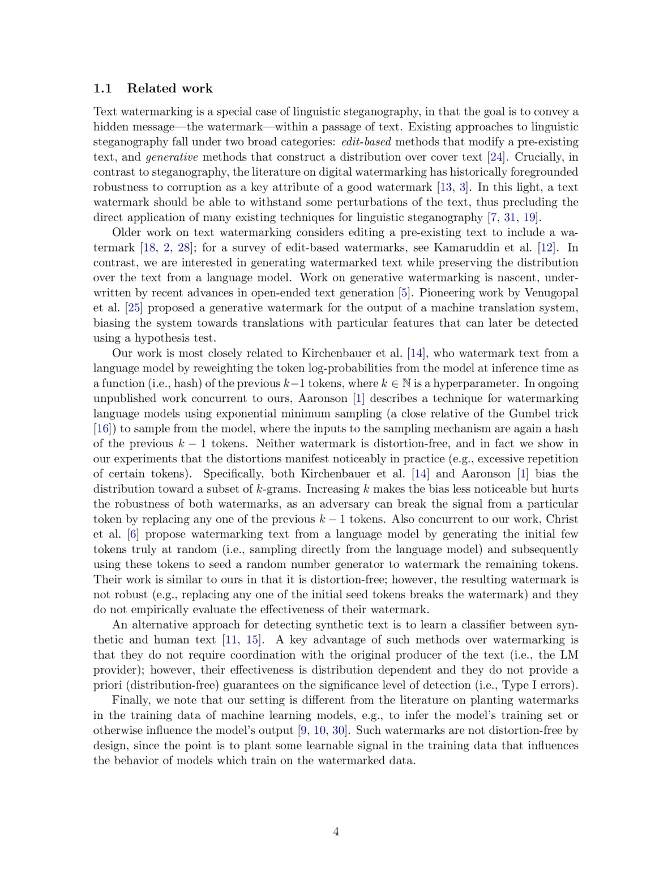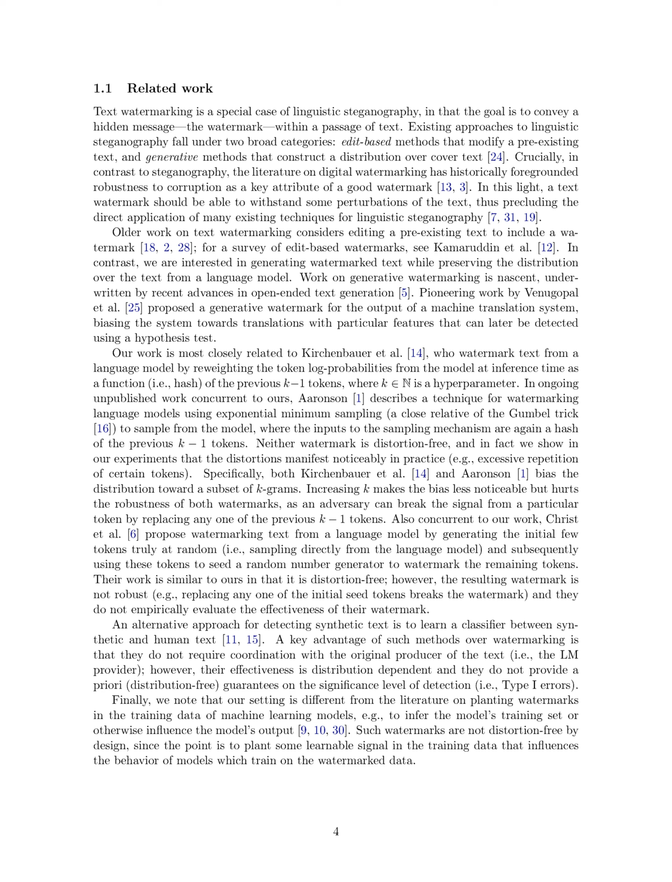Our work is closely related to a method that watermarks text from a language model by adjusting the token log probabilities from the model at inference time based on a function of the previous K-1 tokens, where K is a hyperparameter. There's also an ongoing unpublished work that describes a technique for watermarking language models using exponential minimum sampling to sample from the model, where the inputs to the sampling mechanism are a hash of the previous K-1 tokens. However, neither of these watermarks are distortion-free, and our experiments show that the distortions are quite noticeable in practice, such as excessive repetition of certain tokens.